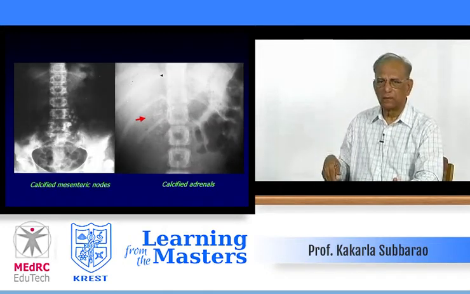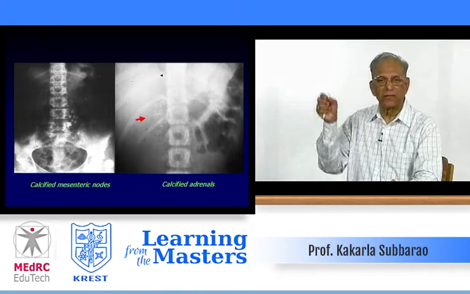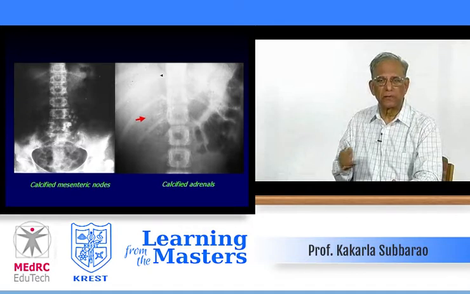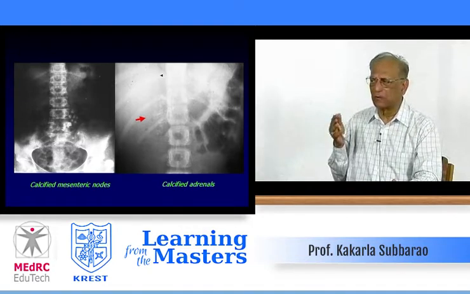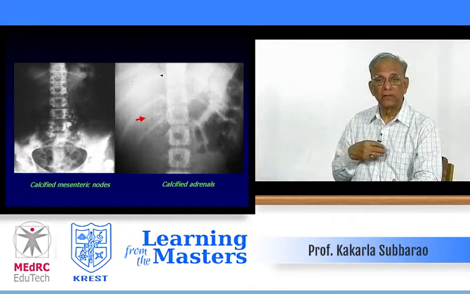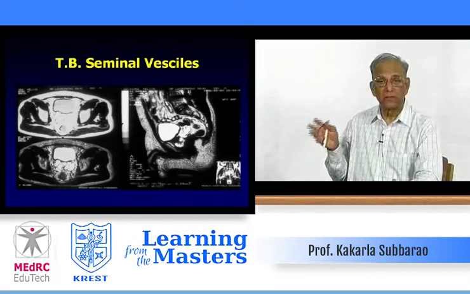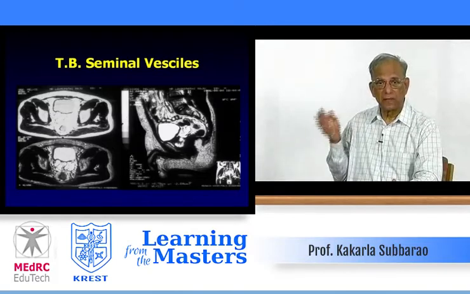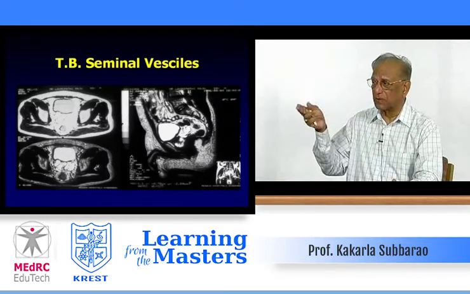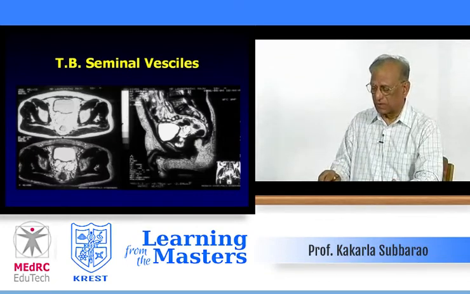About 4 or 5 decades ago, we used to see calcified mesenteric nodes due to tuberculosis. Nowadays, we don't see much. Rarely we see that. One on your right side, calcification of the adrenals is common in tuberculosis, producing so-called Addison's disease. Contracted, calcified. Seminal vesicles, rare, but still on a CT, you could see multiple calcifications in the seminal vesicle area.